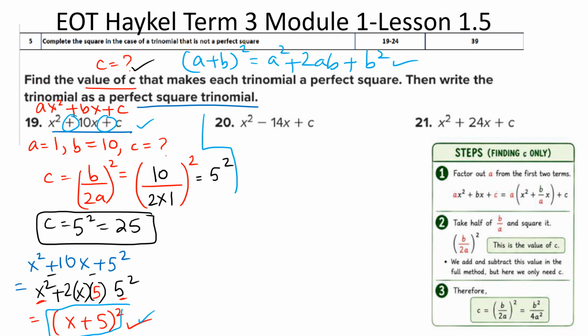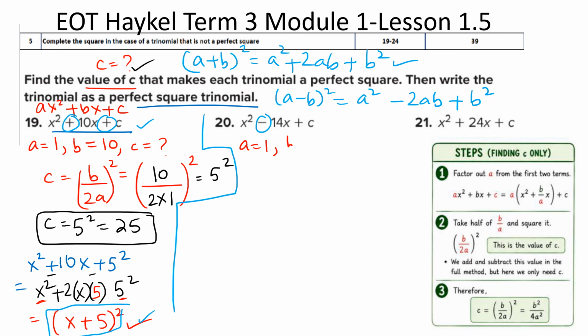Now let's do question 20. Here you see the negative sign, so therefore we will be using the negative identity. (a minus b) whole square is a square plus b square, and the product is negative sign. Let's find a, b, c. A is 1, B is minus 14, and C we need to find out.